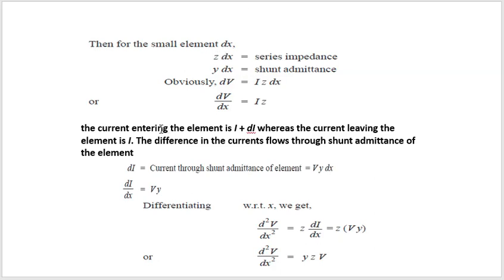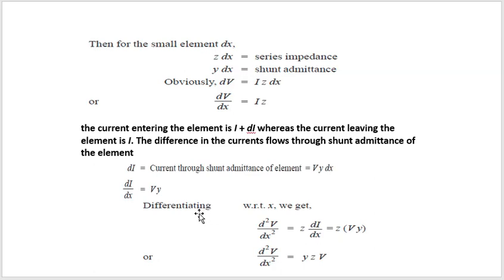Next we have the current entering the element is I plus dI, while the current leaving the element is I. The difference in the current flows through the shunt admittance of the element. Now we have dI is equal to the current through the shunt admittance of the element, which is equal to V into y dh, where y dh is the shunt admittance, and from this equation we have dI over dh is equal to V into y.